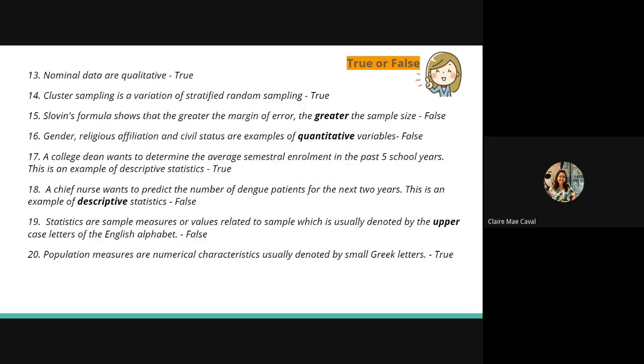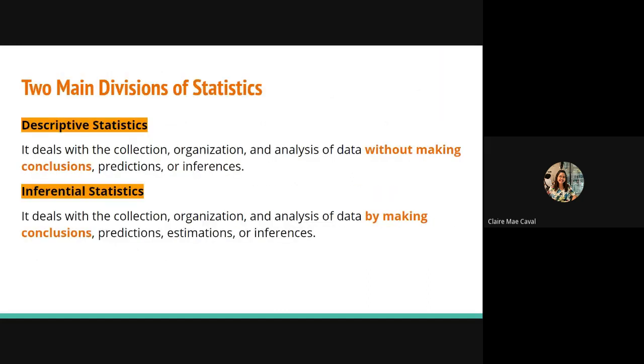There are two divisions of statistics. Okay, these are the two main divisions of statistics: descriptive and inferential statistics. When you say descriptive, it deals with the collection, organization, and analysis of data without making conclusions, predictions, or inferences. When you say inferential statistics, it deals with the collection, organization, and analysis of data by making conclusions, predictions, estimations, or inferences. So, as you can see, most of the research uses inferential statistics.